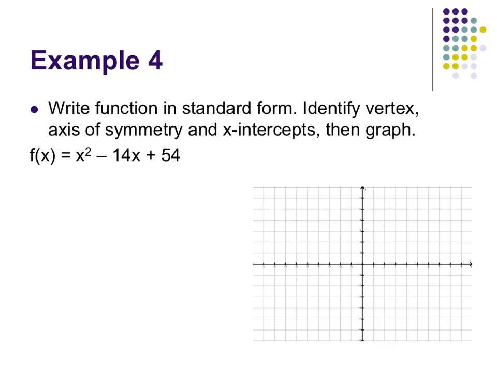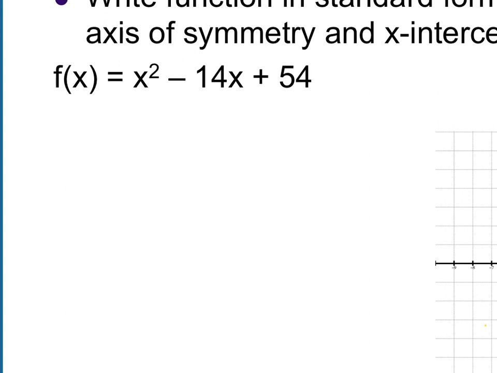All right, so this says, write the function in standard form, identify the vertex, axis of symmetry, and x-intercepts, and then graph. So I'm going to start by completing the square. I group together the first 2 terms, x squared minus 14x, and then the plus 54 stays to the outside. Now, is there something in front of the x squared? No, we're going to baby step our way into it, right? So we don't have to factor anything out, which means I am going to skip right to the step where I find the part to fill in at the end of that parentheses.